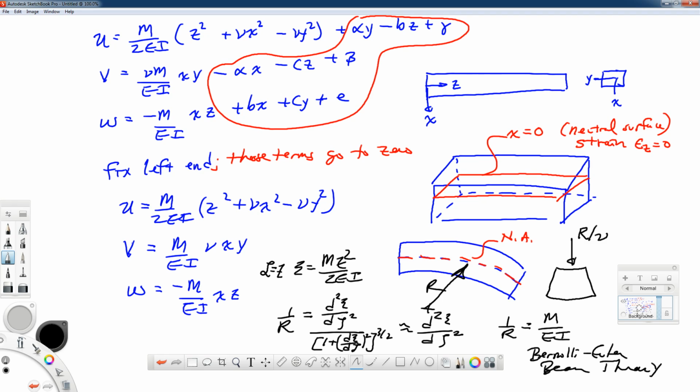So we do get back all the things that we have in our elementary mechanics material solution, but by going through all of this extra math, we also have a lot more than what we have from our basic mechanics of materials solutions. We get the displacement fields in all three different directions.